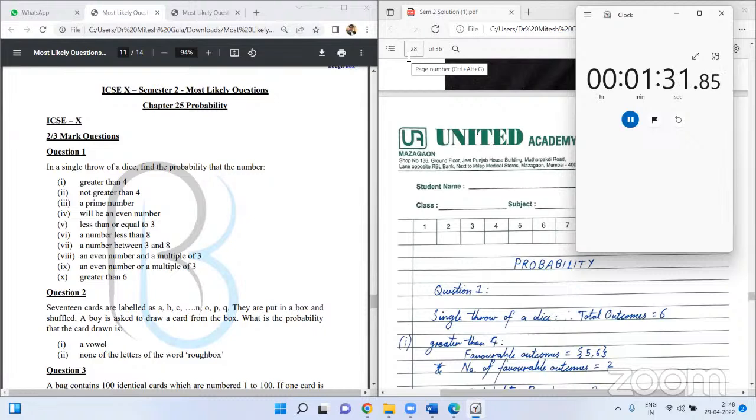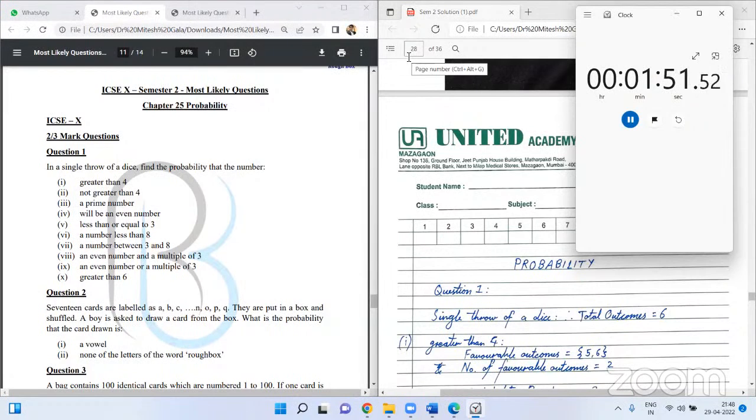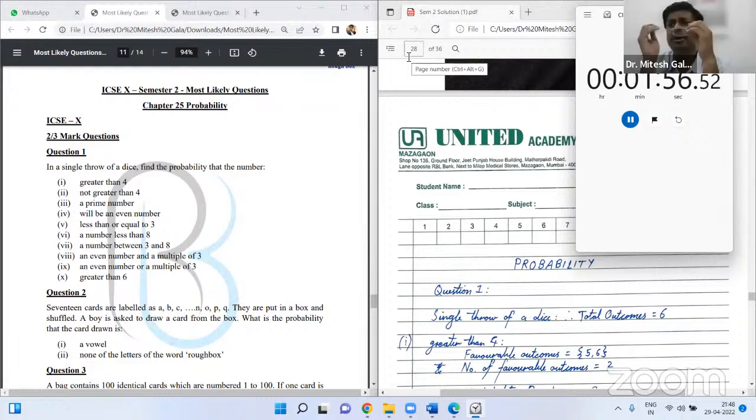Sir, in the second question, not greater than 4, we have to include 4. No, not greater than 4, so till 4 is fine. Yes, you will have to include 1, 2, 3, and 4, all 4. But sir, they have asked for not greater than 4 and not equal to 4, right? Not greater than 4, so till 4 it is fine. Greater than 4 is not fine. Got it? Yes, sir.